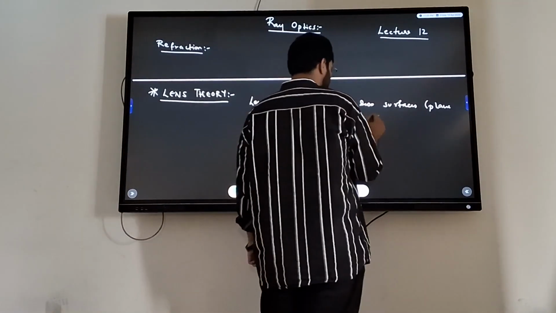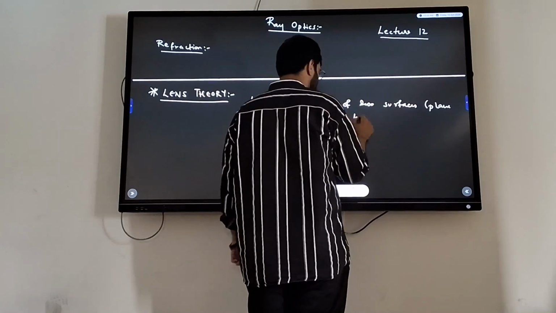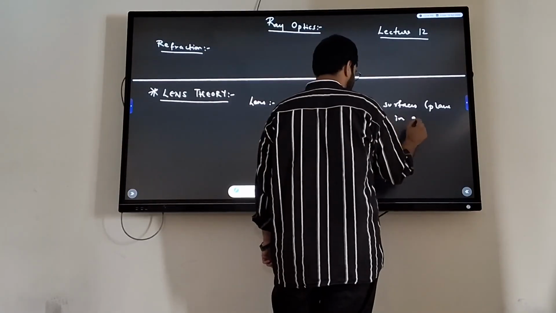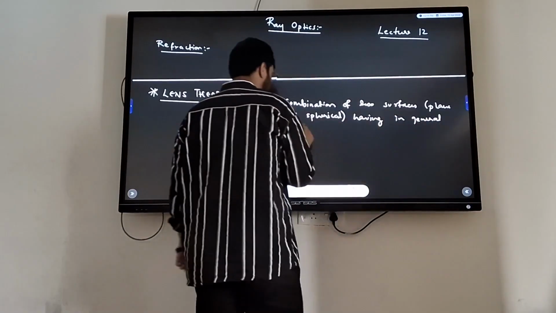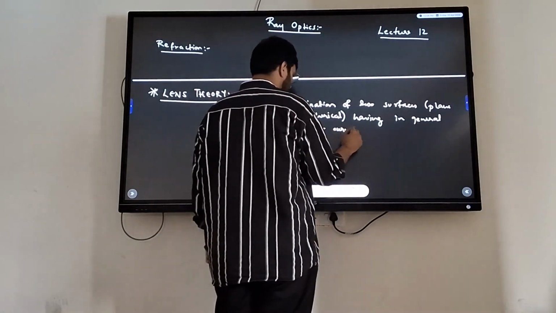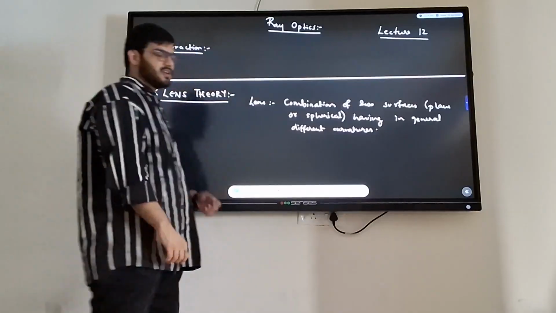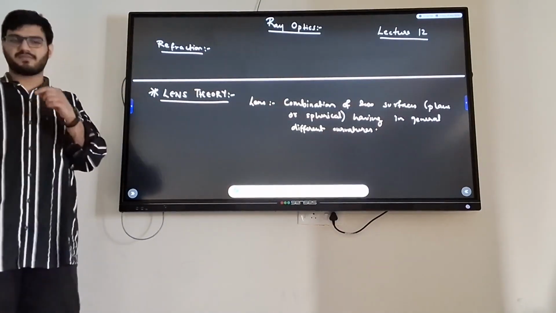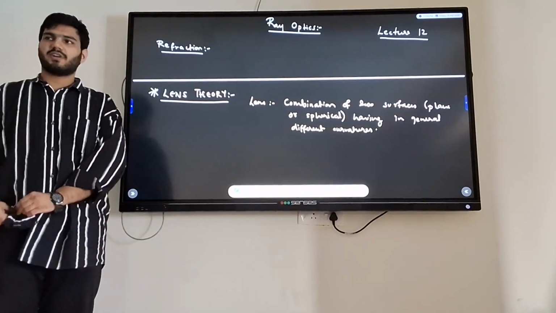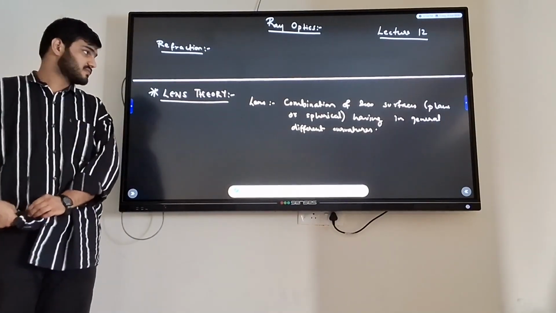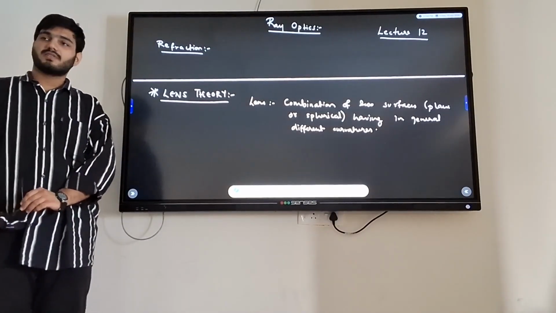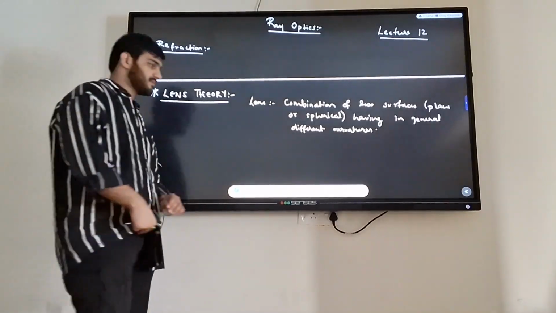having, in general, different curvatures. Understand the meaning of curvatures? I'm basically talking about the radius of curvature, whether it's big or small. In general, they will not have the same radius of curvature. Then what can be the example of such a thing? Can you think of any combination of surfaces?